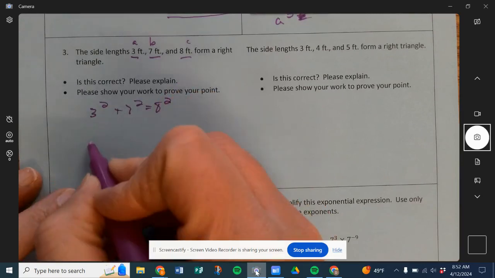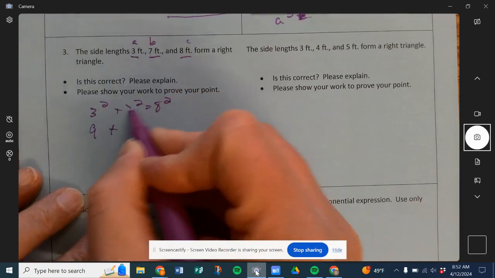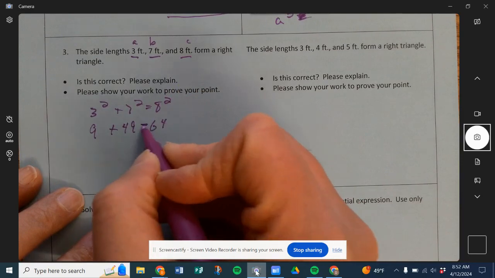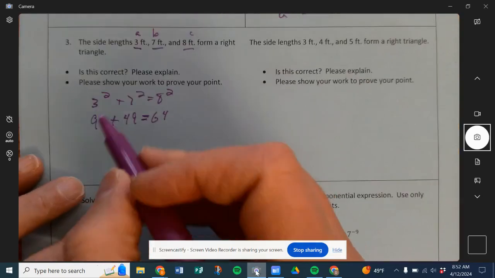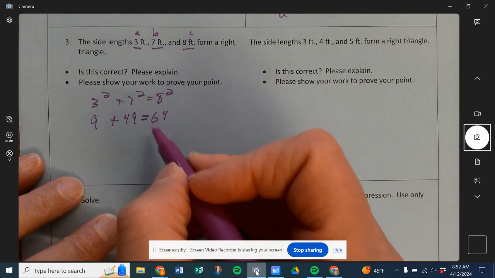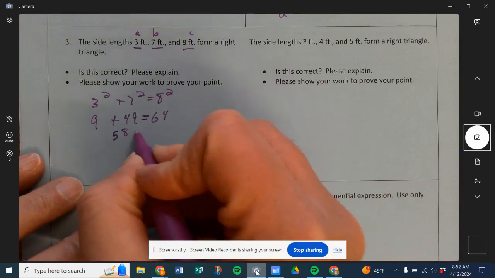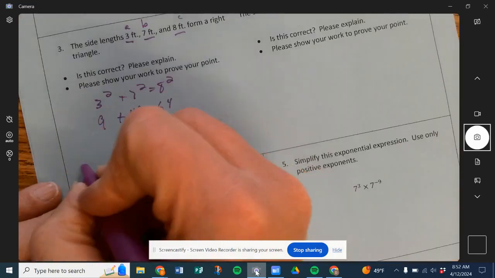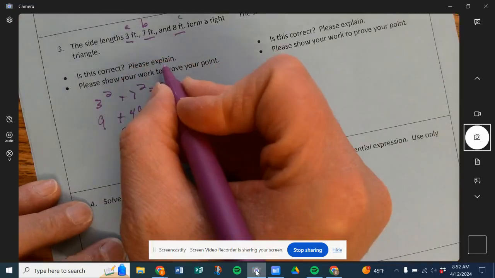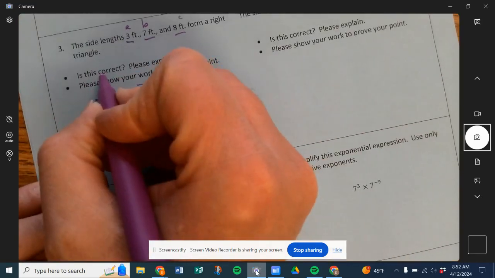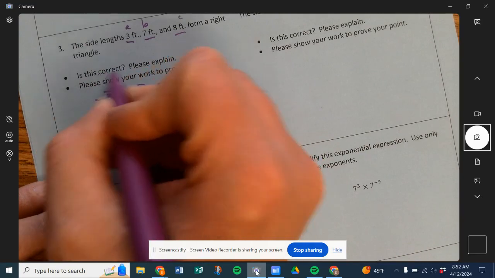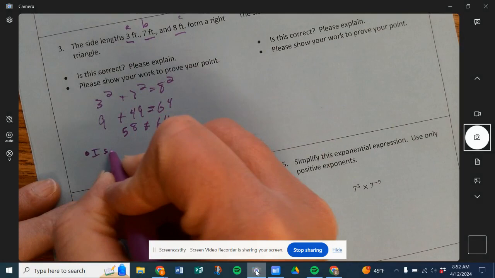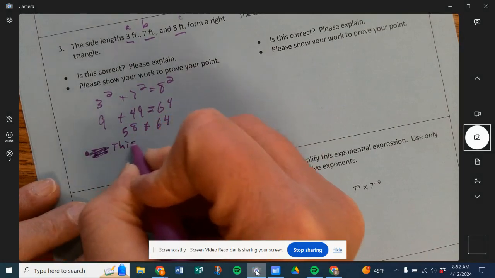I know 3 squared is 9. I know 7 squared is 49. And I know 8 times 8 is 64. Again, you can do that with the calculator. Now I'm going to add these two together to see if it equals that 64. It does not equal 64. So what that means is that this is not a right triangle. I should have said, is this a right triangle, rather than is this correct? So we'll say this is not a right triangle.